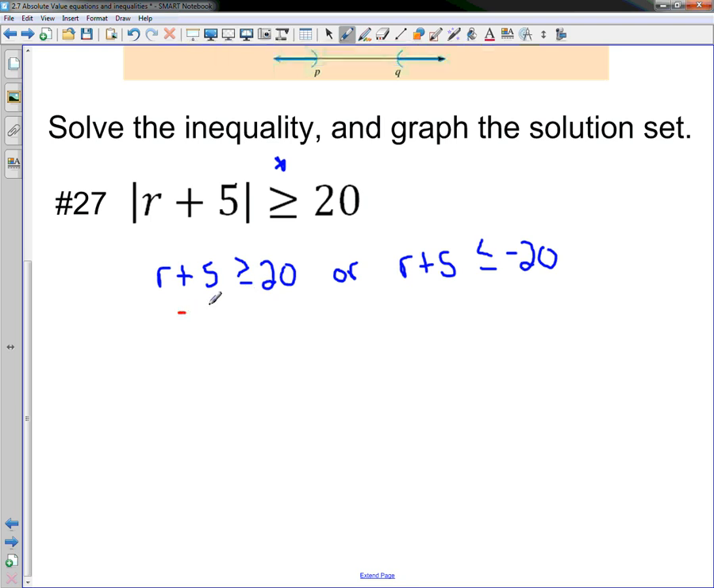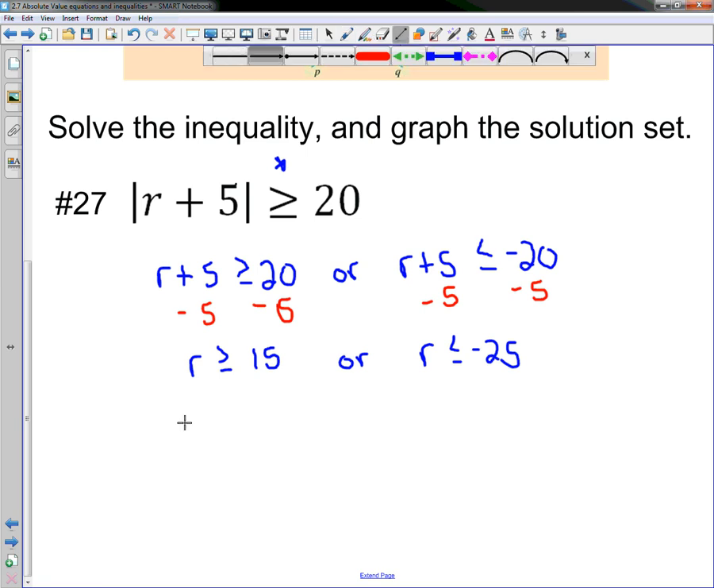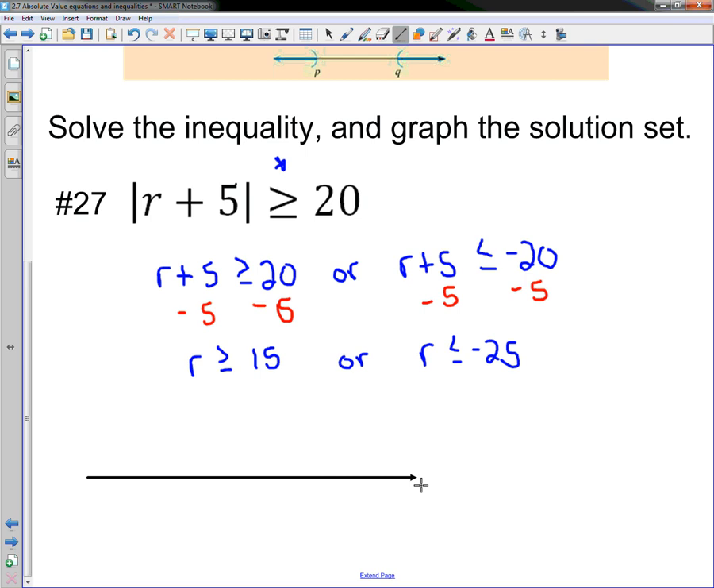We solve, so subtract 5, and we have r is greater than or equal to 15. On our second one, we subtract 5, and we have r as less than or equal to negative 25. Again, this is an or statement, so I'm going to graph this on my number line here.